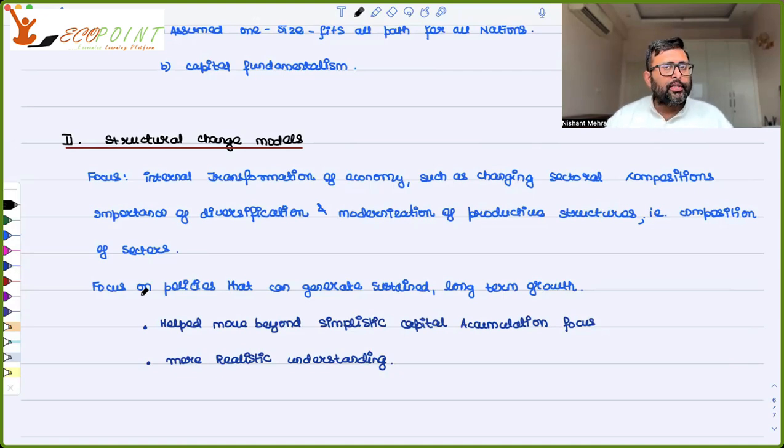One good thing about these models is that they have gone beyond what the linear stages of growth model was doing, because the linear stages of growth model was mainly focusing on capital accumulation. So it has gone beyond that. It is telling you that structural transformation itself can also be a driver of growth, and it is providing a more realistic understanding of the entire growth story.